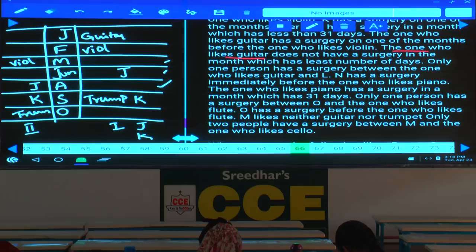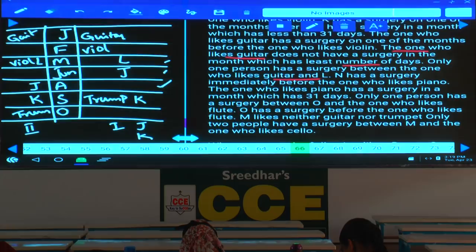Hence, in both the cases, the one who likes guitar is in the month of January. And next one, least number of days, only one person has a surgery between the one who likes guitar and L. Between guitar and L, there must be exactly one person. Hence, in the first case, L must be in the month of March, and so is the case with the second case as well. Now, in both the cases, L must be in the month of March only.